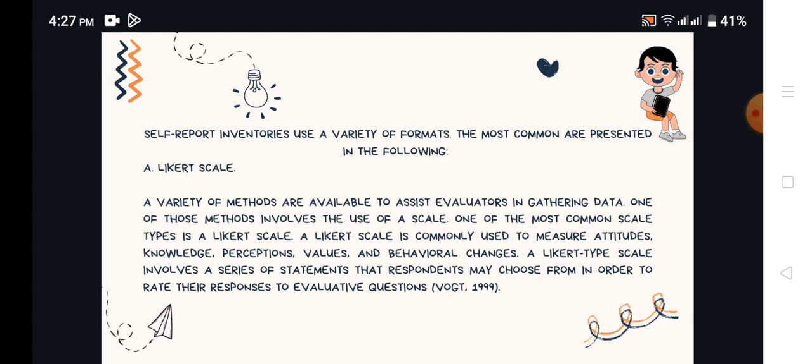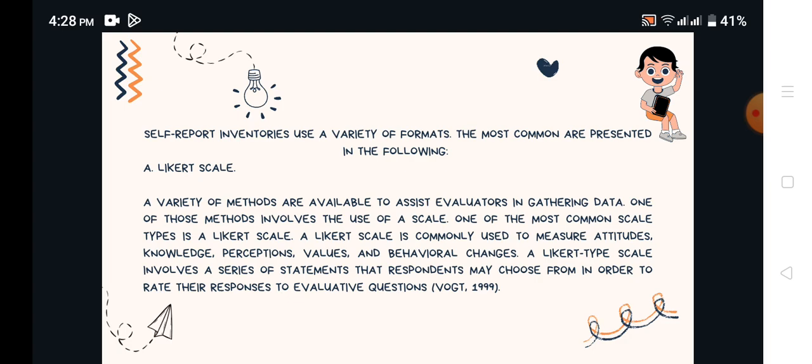First one is the Likert scale. So a variety of methods are available to assist evaluators in gathering data. One of those methods involves the use of a scale. One of the most common scale types is a Likert scale. A Likert scale is commonly used to measure attitudes, knowledge, perceptions, values, and behavioral changes. A Likert type scale involves a series of statements that respondents may choose from in order to rate their responses to evaluate questions.